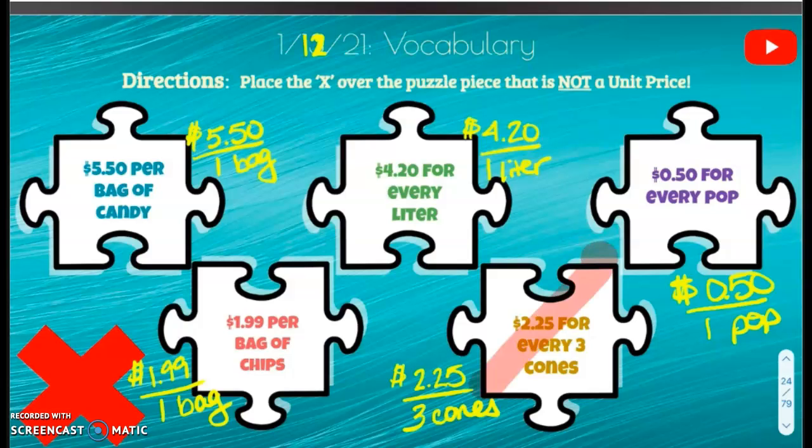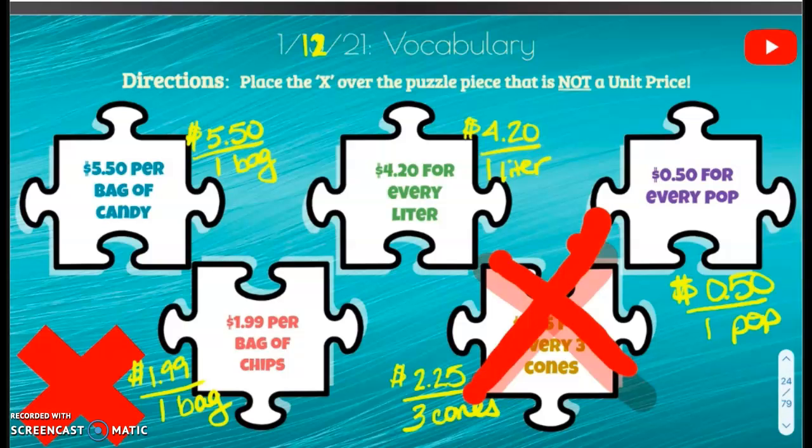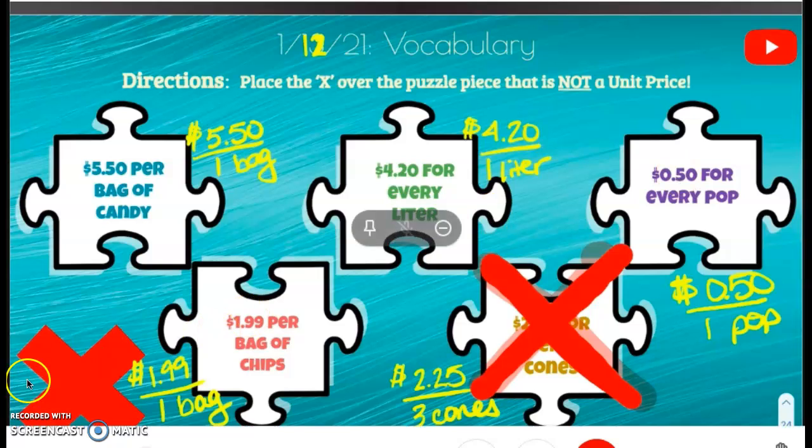over this one. Oh man, I didn't want that. Let's see. I wanted this one. Yeah. There we go. Whoa, that's a little too much. We're going to drag that red X over this one over here because that is not a unit price. And that's going to be it for our vocab. Great job.